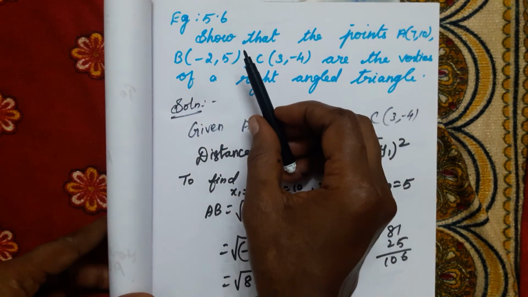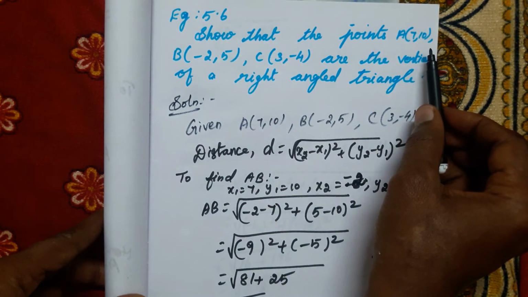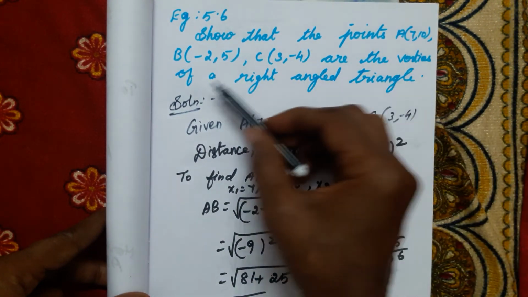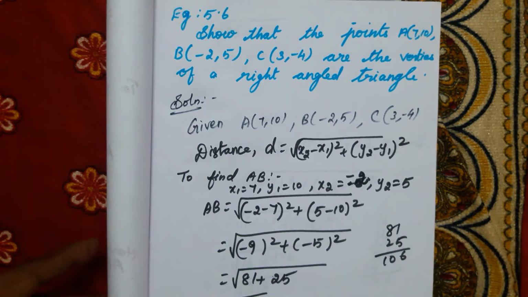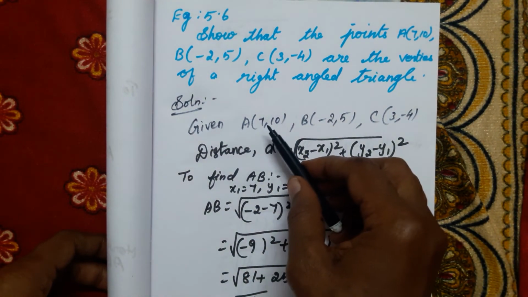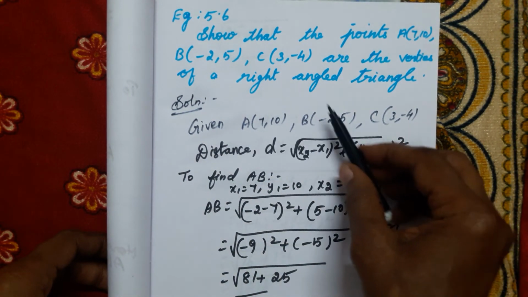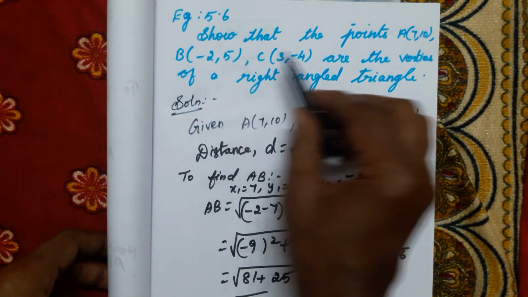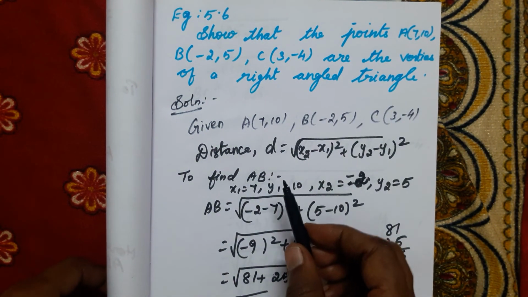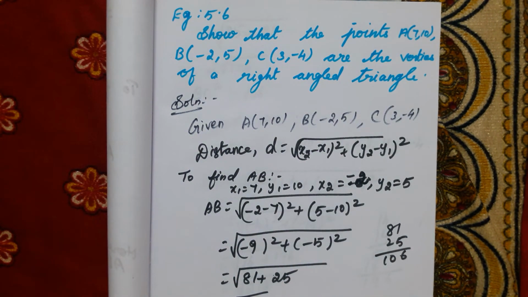Once again I am explaining this problem, so that the points A, B, C are the vertices of a right angle triangle. Given points A, B, C. Distance formula, what is the distance formula? Distance D is equal to root of (x2 minus x1) the whole square plus (y2 minus y1) the whole square.